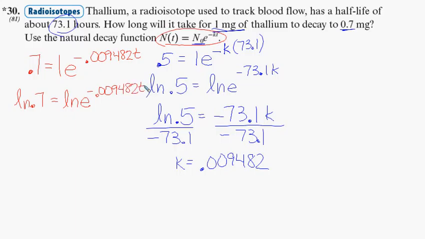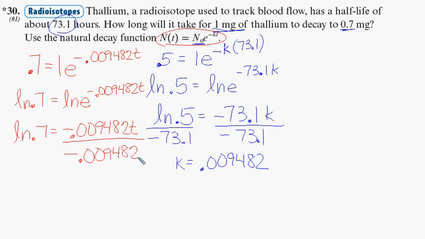and then we get natural log of 0.7 is equal to negative 0.009482t. Divide by that whole thing. Now, I'm hoping that you have all of this in your calculator, so you really don't have to write this big long number down every single time. You could have just rounded it to 0.01 to represent that value that you have in your calculator, I hope. So I'm thinking that if you did the math correctly, you should end up with the time being approximately 37.6 hours.